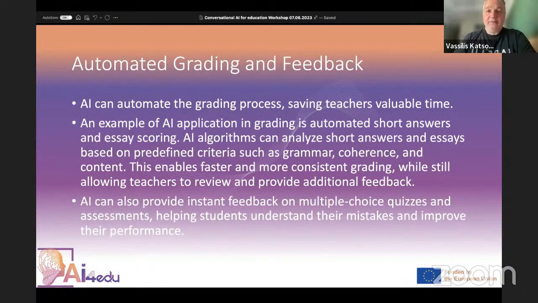The automated grading and feedback, as I said before, an example of automated grading is short answering. Short answers, free text answers that the students can write, and the machine is able to understand and produce automated scoring. And another field is essay scoring, where you can predefine the criteria of the marking, which can range from grammar, coherence of text, etc. And the machine is able to provide automatic grading.